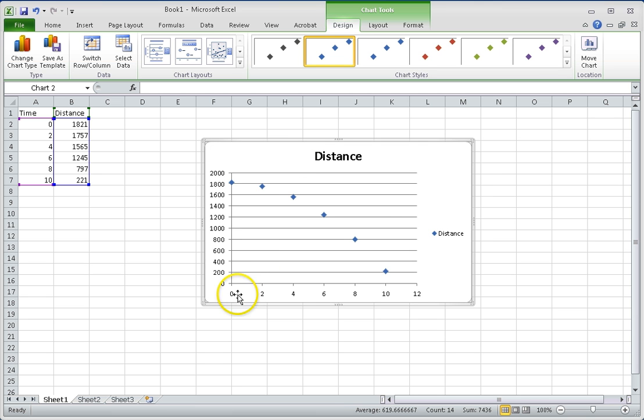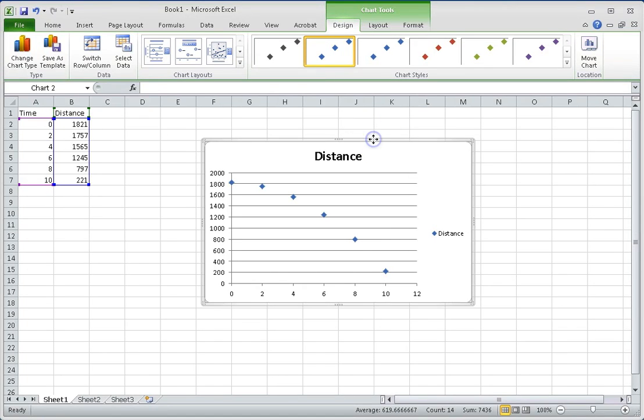Has my time on the x-axis and my distance on the y-axis. Now looking at this chart, we can kind of see what shape it's making. It's not a line, it's actually quadratic in this case. So we can calculate our regression equation.